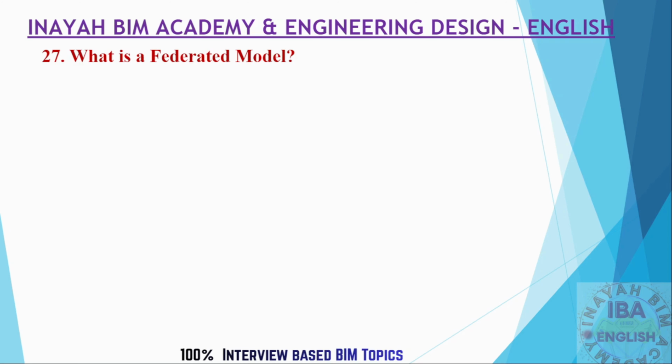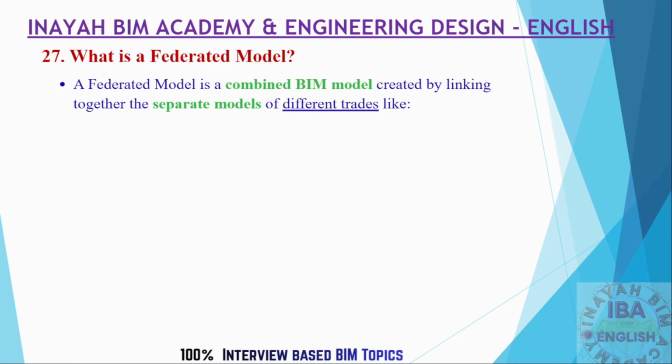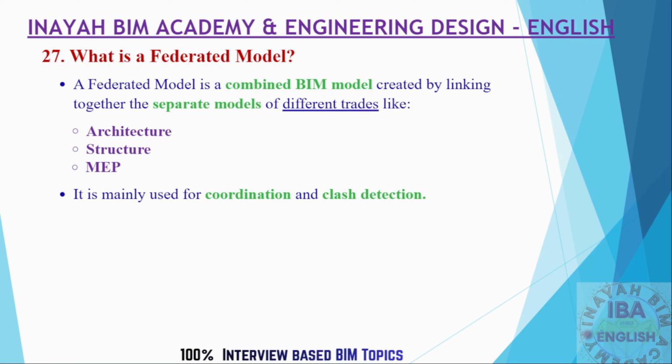Then comes, what is a federated model? In simple words, a federated model is a combined BIM model. What does it mean? Initially, all the stakeholders have their own separate files. The architecture team has the architectural model, structure has the structural intelligent 3D model, MEP teams have their own MEP model. So a federated model means we combine all the BIM models by linking every model of different trades like architecture, structure and MEP into one file. So what is the purpose? The federated model is mainly used for coordination, to run clashes and to detect the clashes.